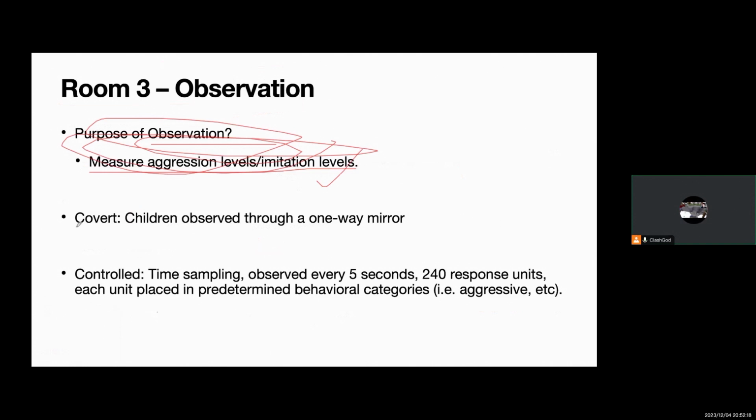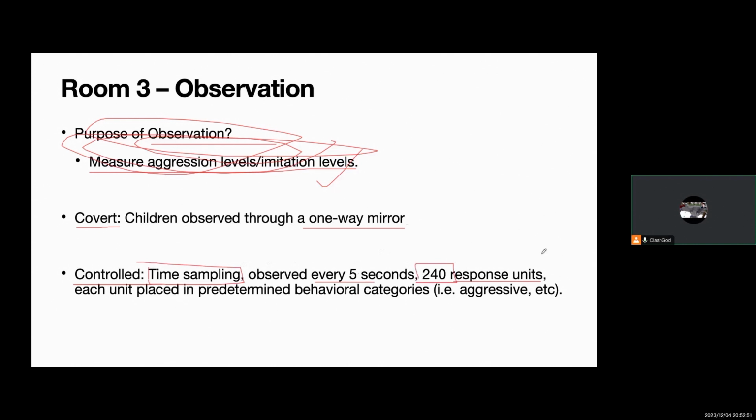Now, there are 2 types of observations employed in this, which we mentioned before already, so this is a review. It's a covert observation because in room 3, the children are observed through a one-way mirror, so they are not aware of the presence of the observer. And it's also a controlled observation using time sampling, because the children are observed every 5 seconds, and every 5 second interval is called a response unit, and there are 240 response units in total.